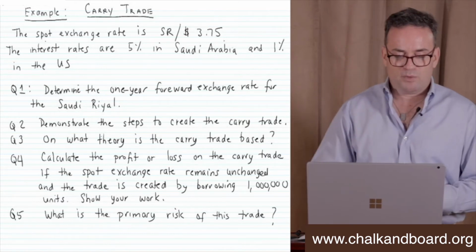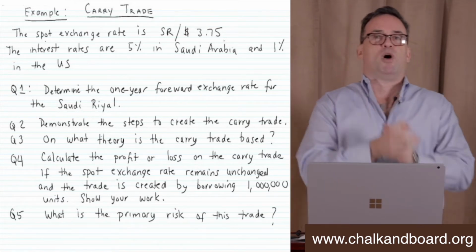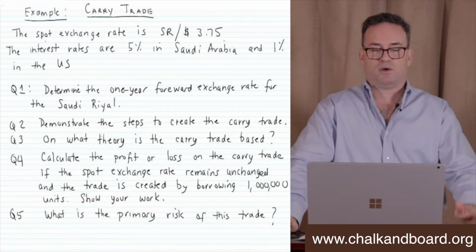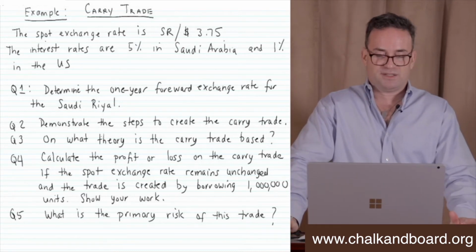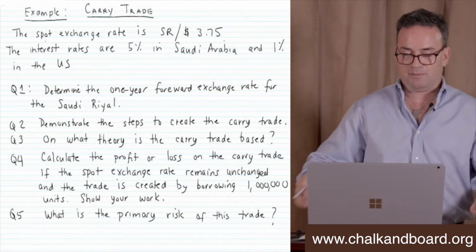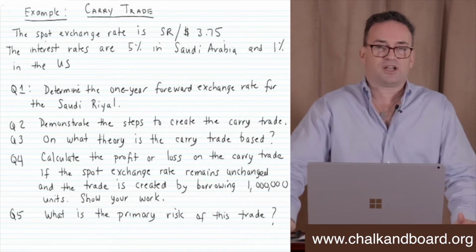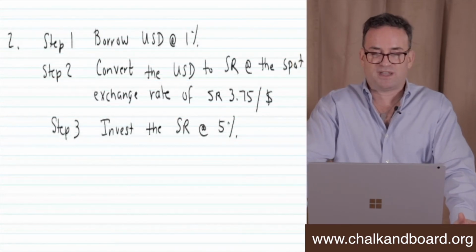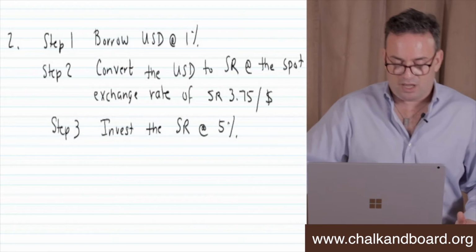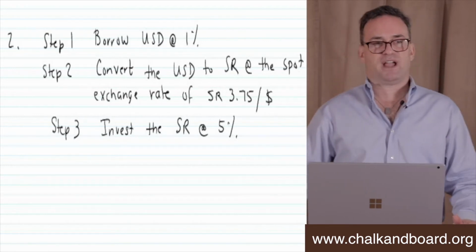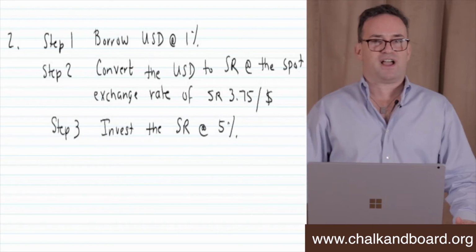So what can we do here? We always do what? We borrow in the low interest rate currency, which is the US dollar. So step number 1 would be to borrow US dollars at 1%. And then we take those dollars, we convert them to the Saudi riyal at the current spot exchange rate of 3.75 Saudi riyals per dollar. And then we have Saudi riyals, and then we invest those riyals in Saudi Arabia at 5%.